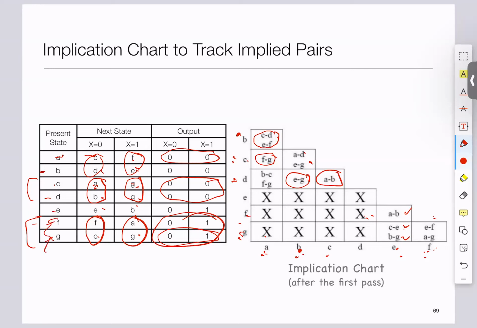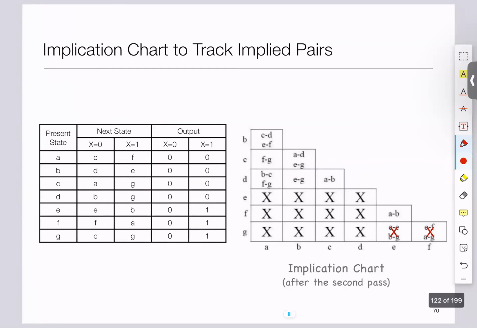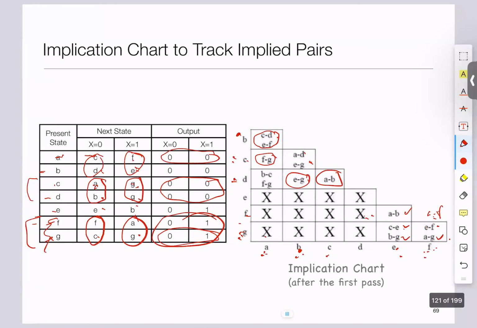So G and F are the same if A is the same as G. And why did I write E is the same as F? I must have messed it up. So this should say C is the same as F. Did I repeat that mistake elsewhere? No. Okay. So this one seems to be wrong. It should say, and if C is the same as F. Okay.